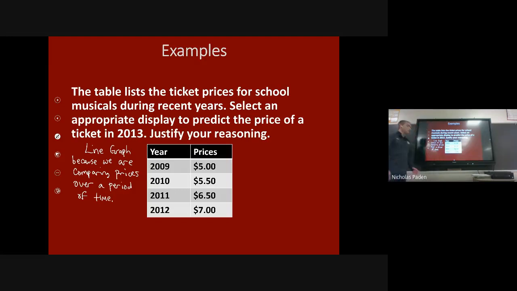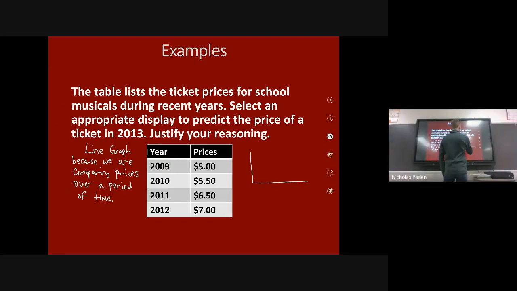So anytime we're comparing values over a period of time, a line graph would be best because what would happen is we would have the price over here, and then we would have the year down here. So 2009, 2010, 11, 12, and then we could go to 13. So we would start here and it would go up and then up and then up. It's a very rough sketch, but that would be what the line graph would look like. And that's our example for that one, probably the best one to use because we're showing how it is increasing over a period of time.